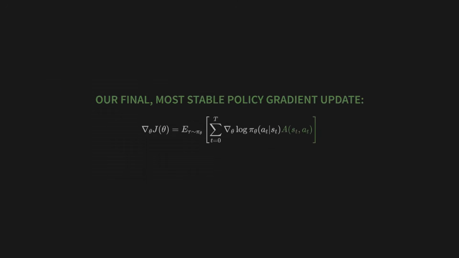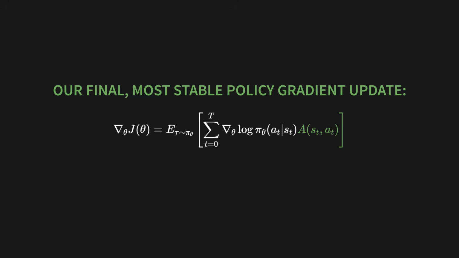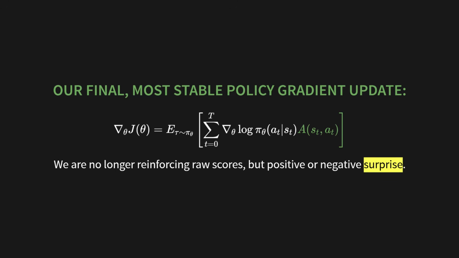This gives us our final, most stable policy gradient update. Look at this beautiful formula. The gradient of J of theta is the expectation of the sum of our log probabilities multiplied by the advantage. We are no longer reinforcing raw scores. We are reinforcing positive or negative surprise. This is a huge improvement.